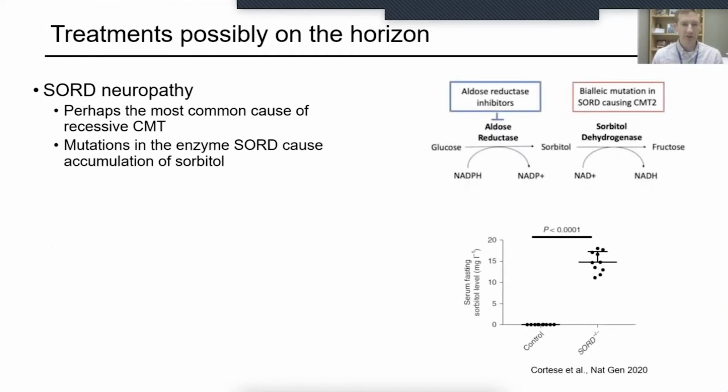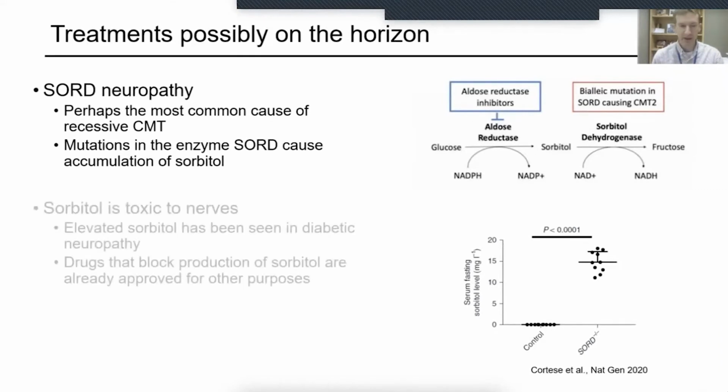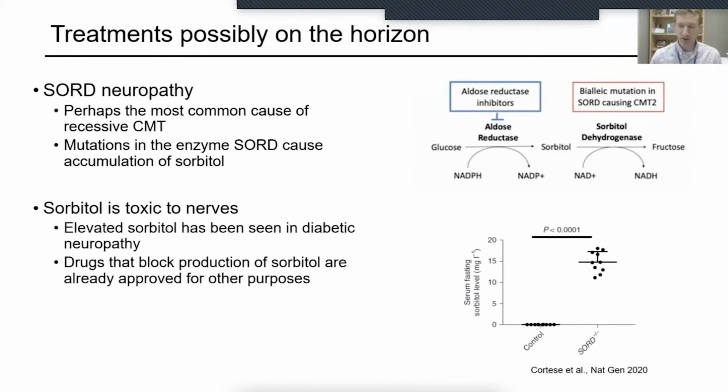And so this is a mutation in an enzyme that functions in this pathway taking glucose, which is regular sugar, and turning it into a different sugar. But in between that is this intermediate sugar called sorbitol. So if you don't have SORD, which is this enzyme here, you accumulate sorbitol. And so this is shown with blood from people that have SORD mutations. They have elevated sorbitol. And it was already known that sorbitol is toxic to nerves.